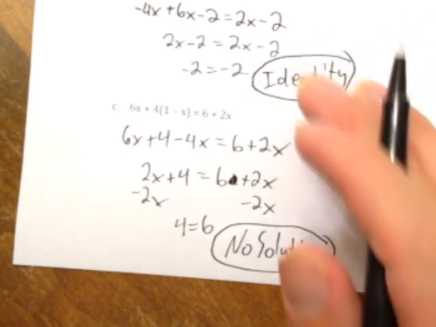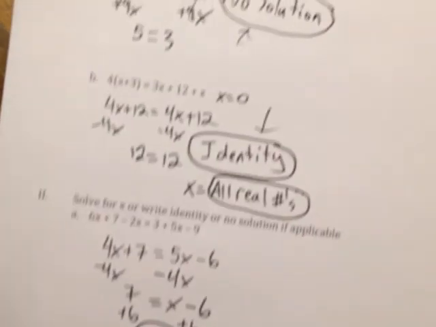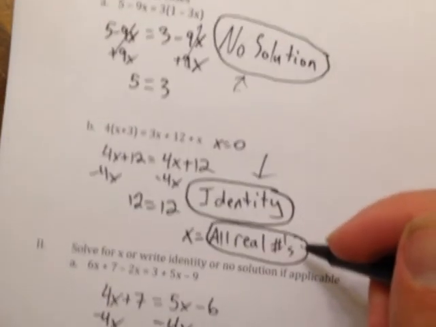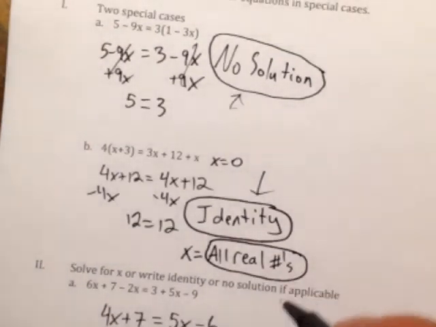So nothing really new to learn here other than those two quick things: if your variables drop out, identity, or x equals all real numbers, that's the same thing, or no solution are your two big possibilities there. But as far as the solving goes, the solving process didn't change a whole lot. That's it.